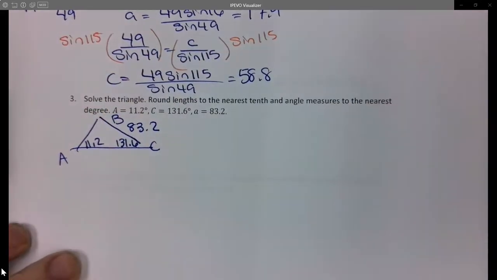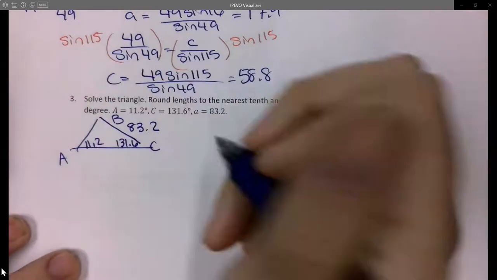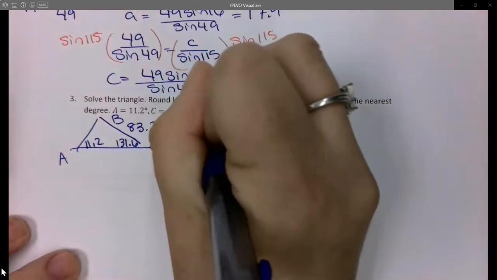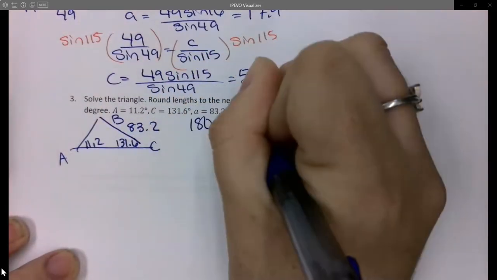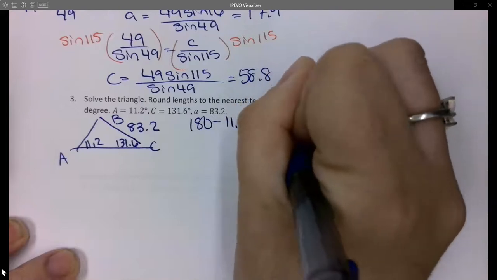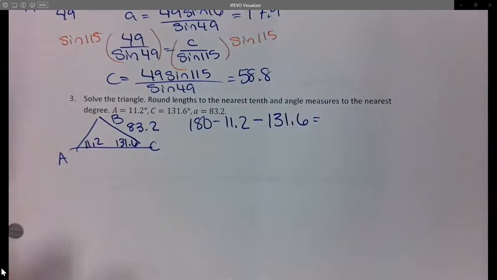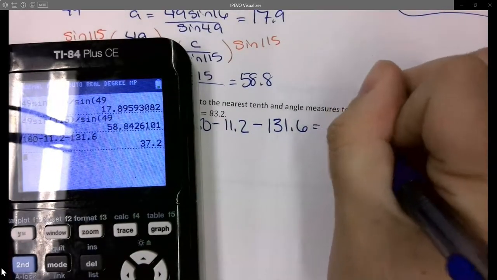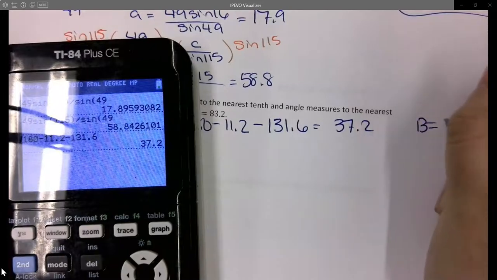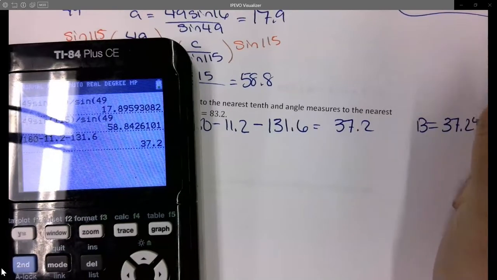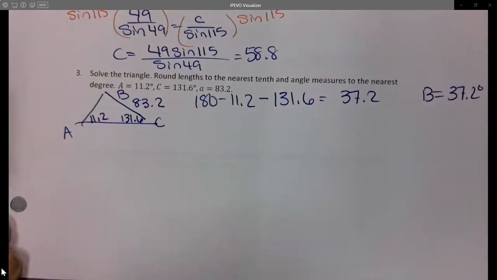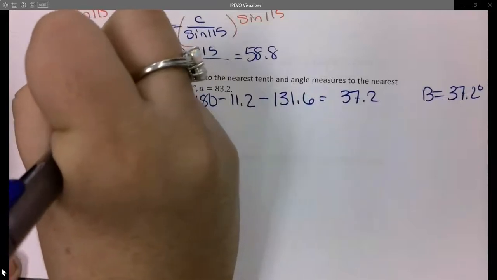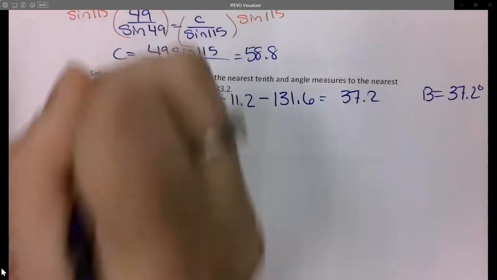So then I want to go ahead and solve for my missing angle measure B. I'm going to do 180 minus 11.2 minus 131.6. So if I type this into my calculator, this gets me 37.2, and this was B. Then I want to go ahead and solve for my missing lengths. I'm searching for side length B and side length C.